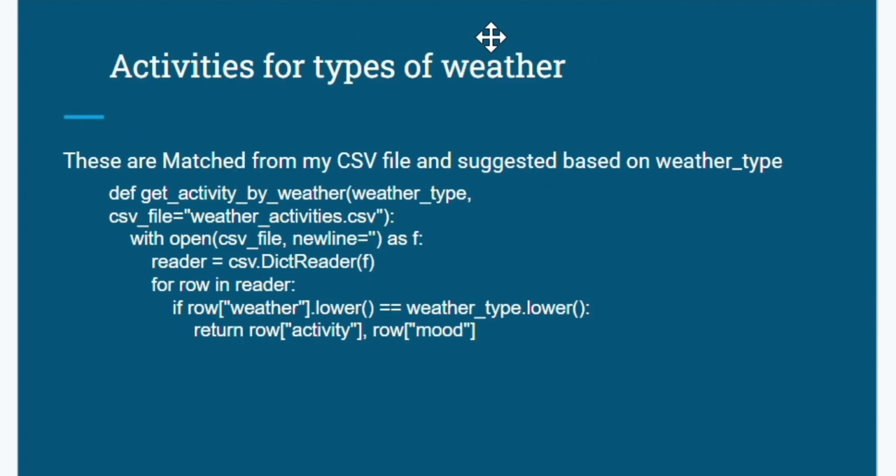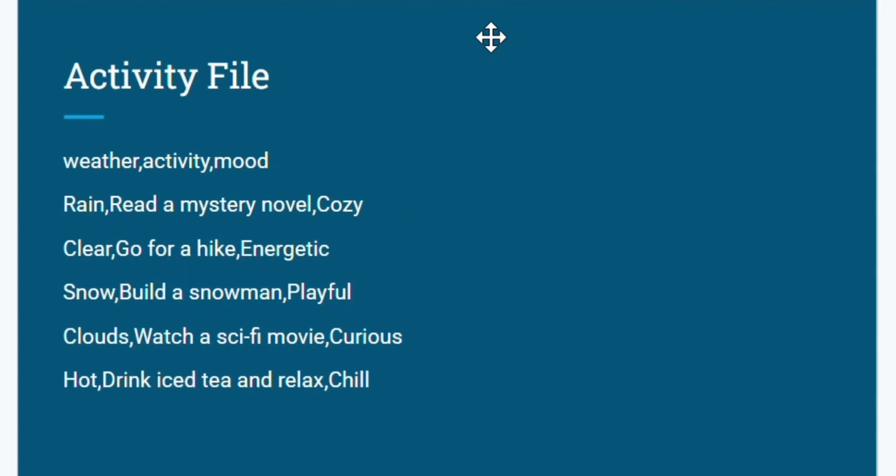Here's my function for the types of weather, or the activities for the types of weather. So judging on the weather attached to your zip code, it'll search the CSV file for the matching weather type, and then it'll present you an activity and a mood. So for example, if the weather is rainy, you may want to read a book and the mood would be cozy. If it's clear, you might want to go for a hike. If it's snowing, you might want to do something with snow. And if it's cloudy, you might want to stay inside and watch a movie. And if it's hot, you might want to drink something cold. Along with the moods: energetic, playful, curious, and chill. Obviously, more of these can be added later on, but this is just my base chatbot for the assignment.